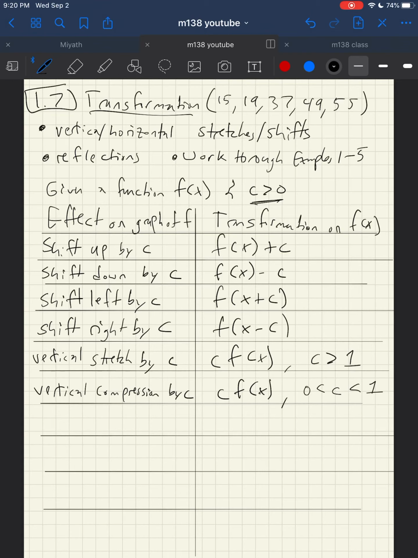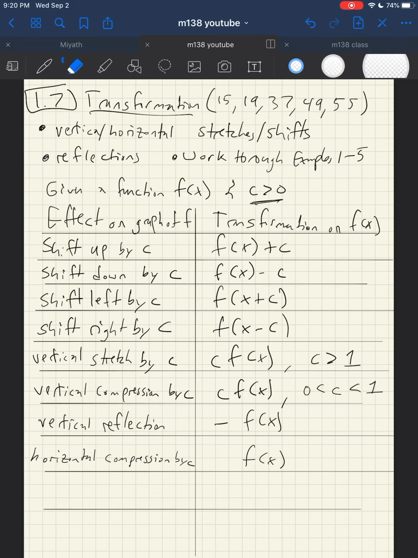Okay? We can do a vertical reflection, and that's if we just do minus f of x, that just flips it over the x-axis. We can do horizontal compression by c, and that's going to be, hold on a second, not c f of x, f of cx. If I watch a video at twice the speed, is it going to take twice as much time or half the time? It's going to take half the time. So a compression is going to happen when c is bigger than 1.